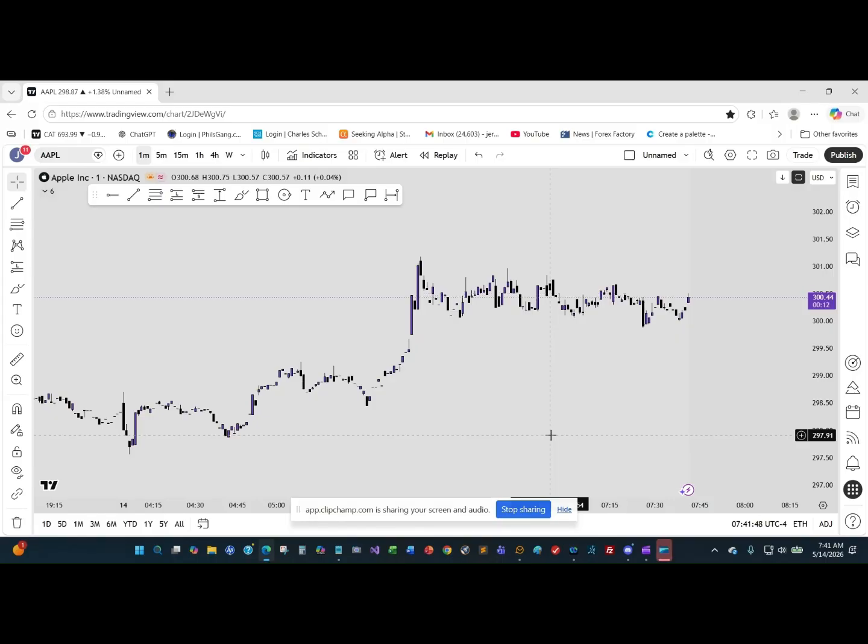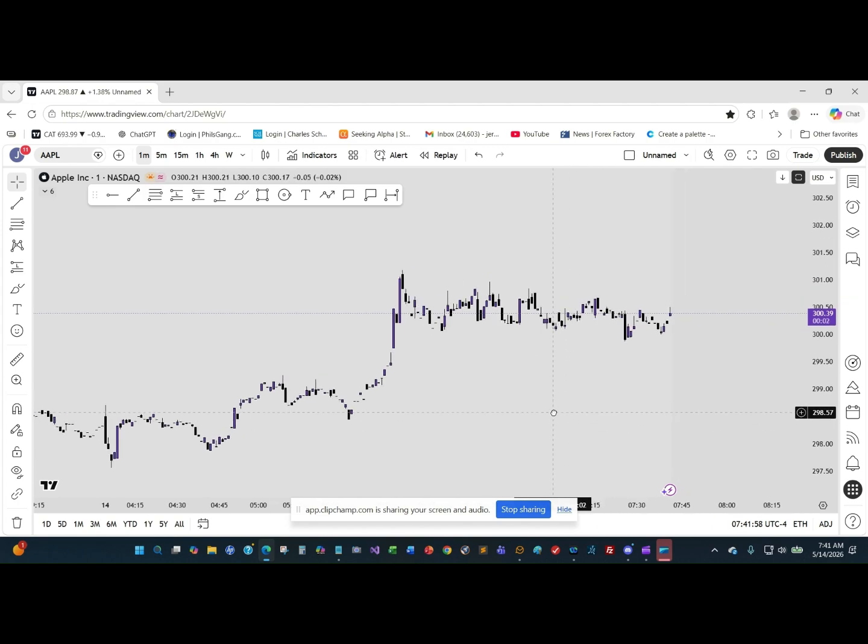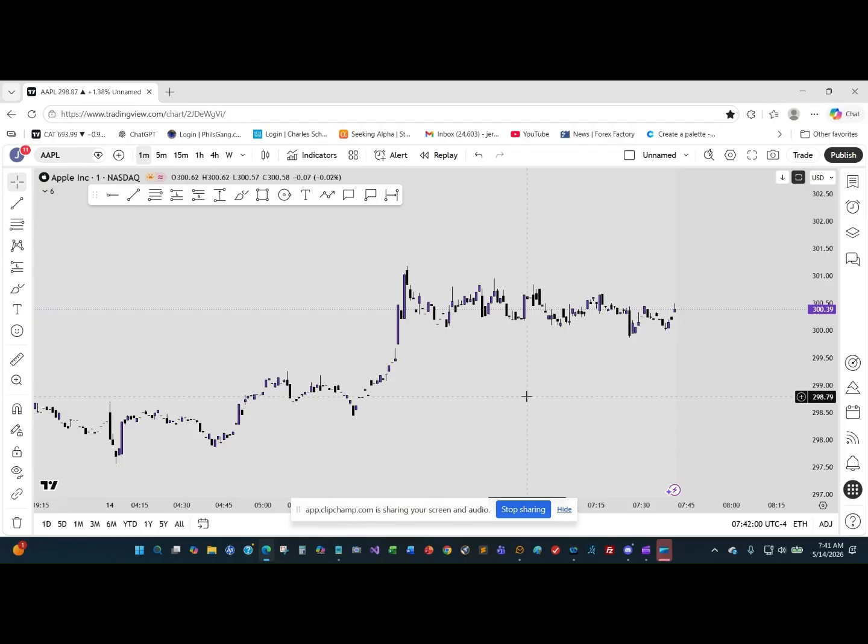Today I want to talk about a slightly different approach to doing your charting analysis. This morning is a great example of it. I'm looking at Apple, and this is pre-market, as you can see. It's about 7:42 a.m. here in Florida on Eastern time.